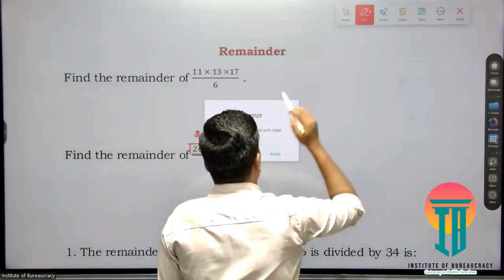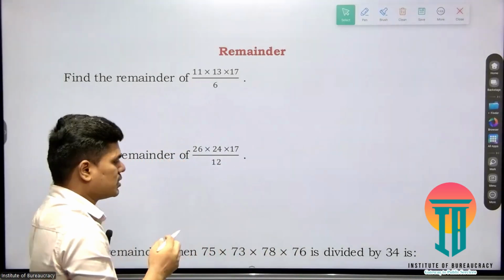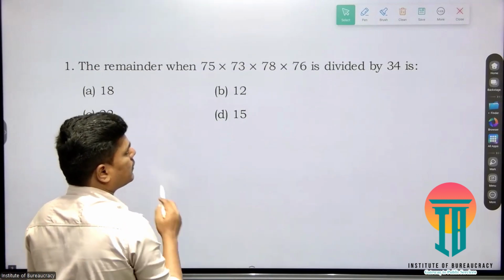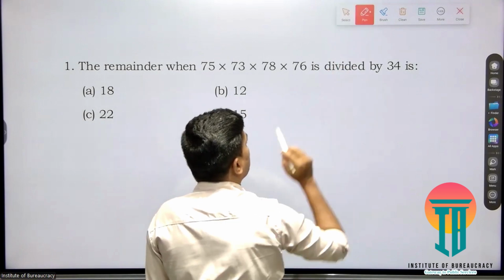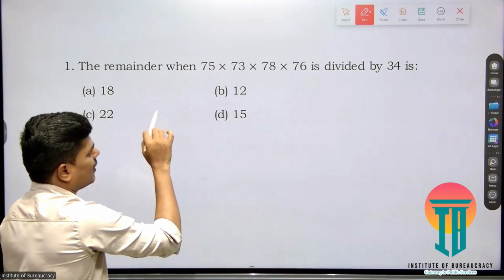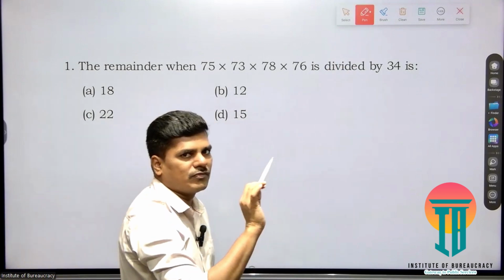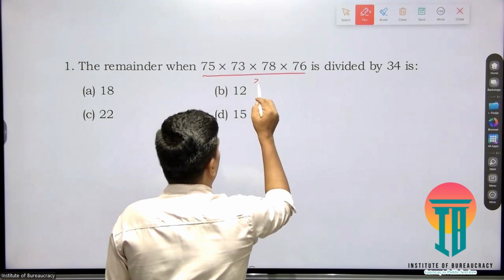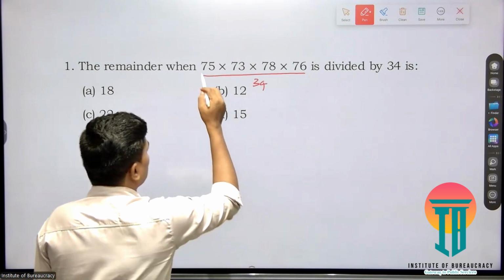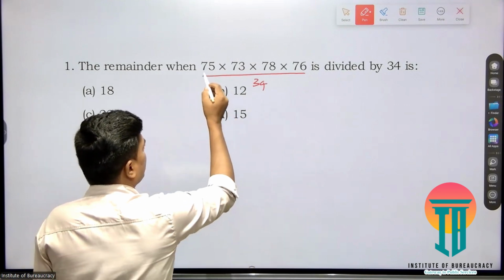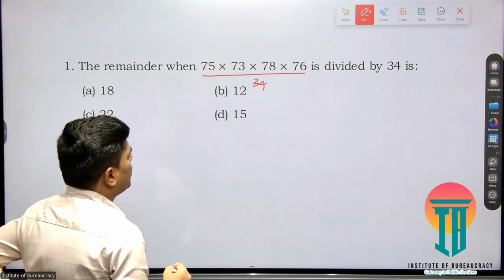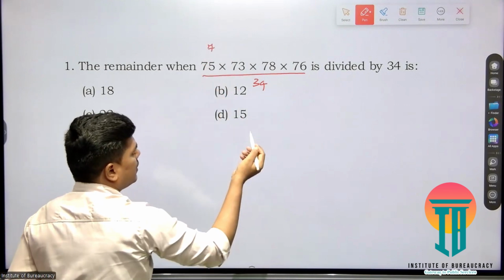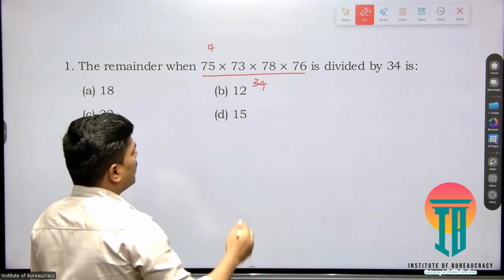Now let's take some of the PYQ and try to answer those questions. Look at this question. Find the remainder when this number is divided by 34. So we are going to divide this number by 34 and want to find the remainder. Individually divide by 34. 75 when you divide by 34, 7 is going to be the remainder because 2 times 34 is 68.